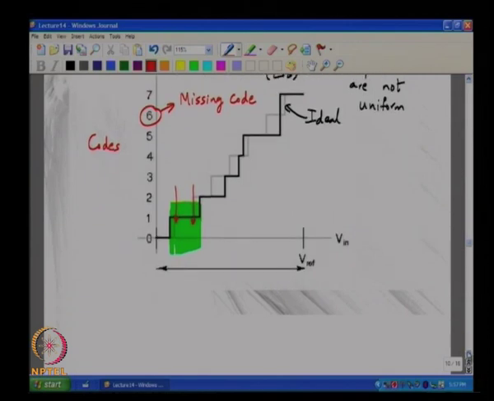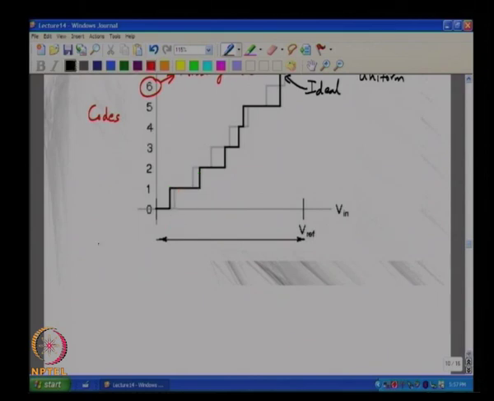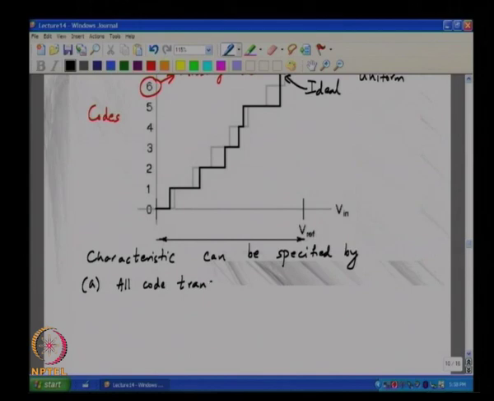So, the characteristic can be specified by A, all code transitions, B, all code widths. And when I mean code widths, what do I mean by code widths? It is the analog input range over which that code is asserted by the quantizer. And it is simply related to the transition voltages.